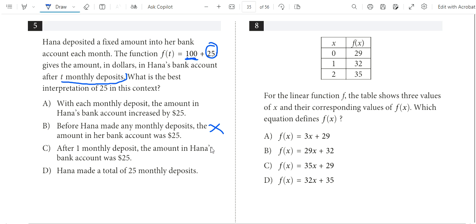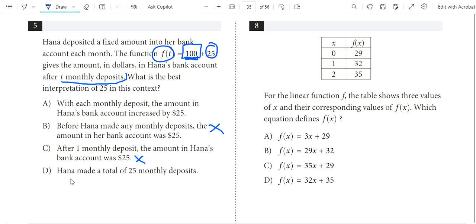Now, after one monthly deposit, the amount in Anna's bank account was $25. This is so wrong because this function is just meant to interpret the amount in an account after a certain number of months. It did not specify if it was 1 month or 2 months, and even if it were to be 1 month, the minimum value inside of it is going to be 100. So let's move on to the next one.